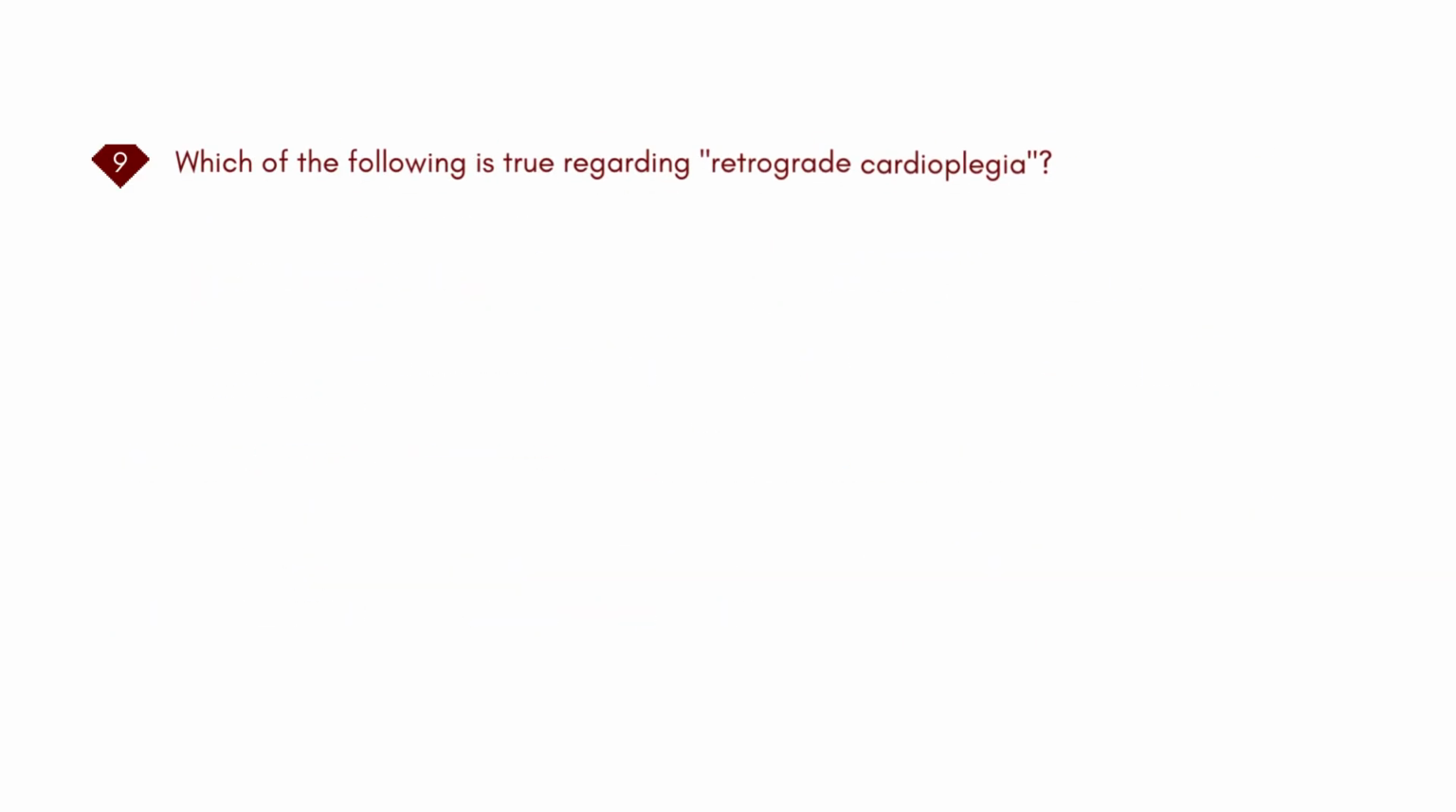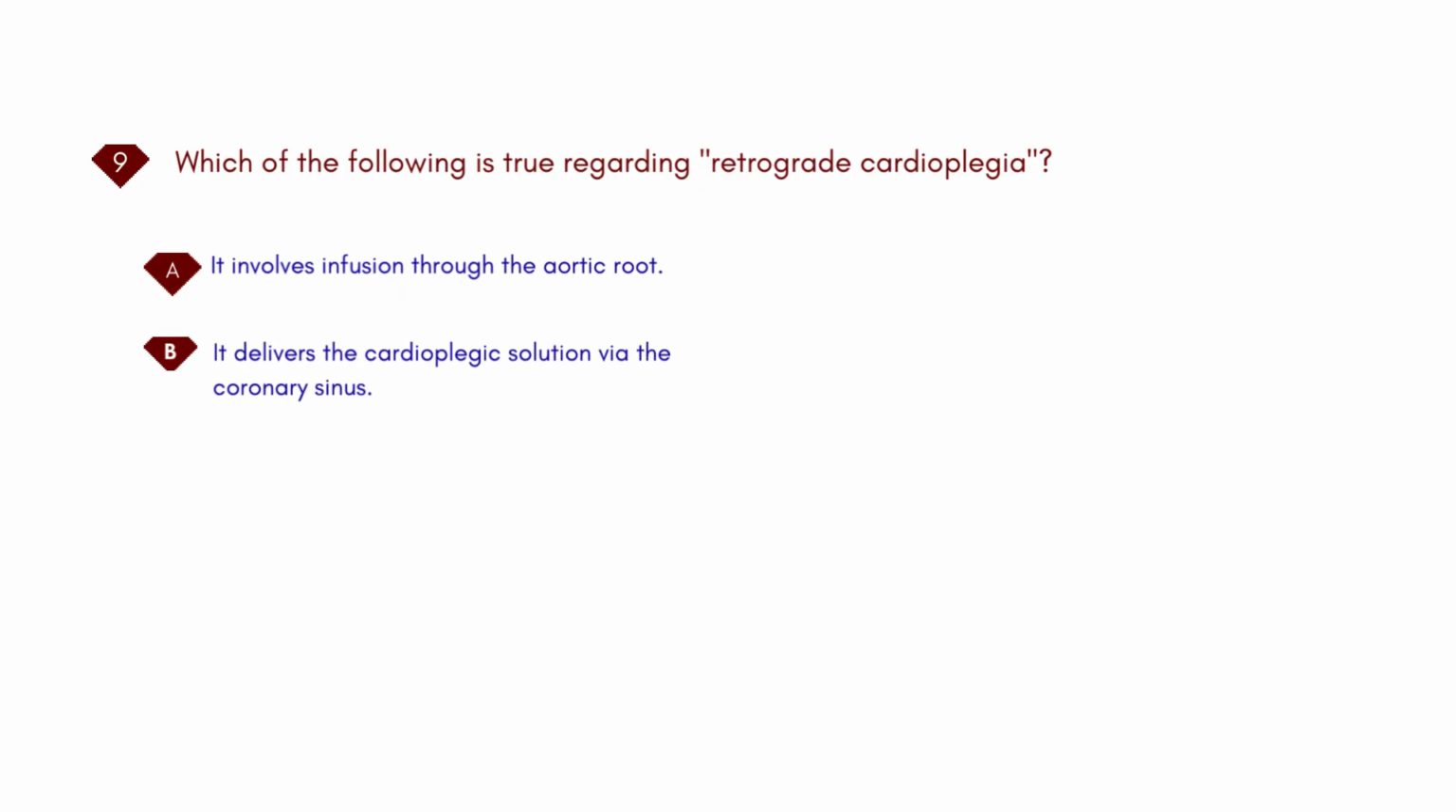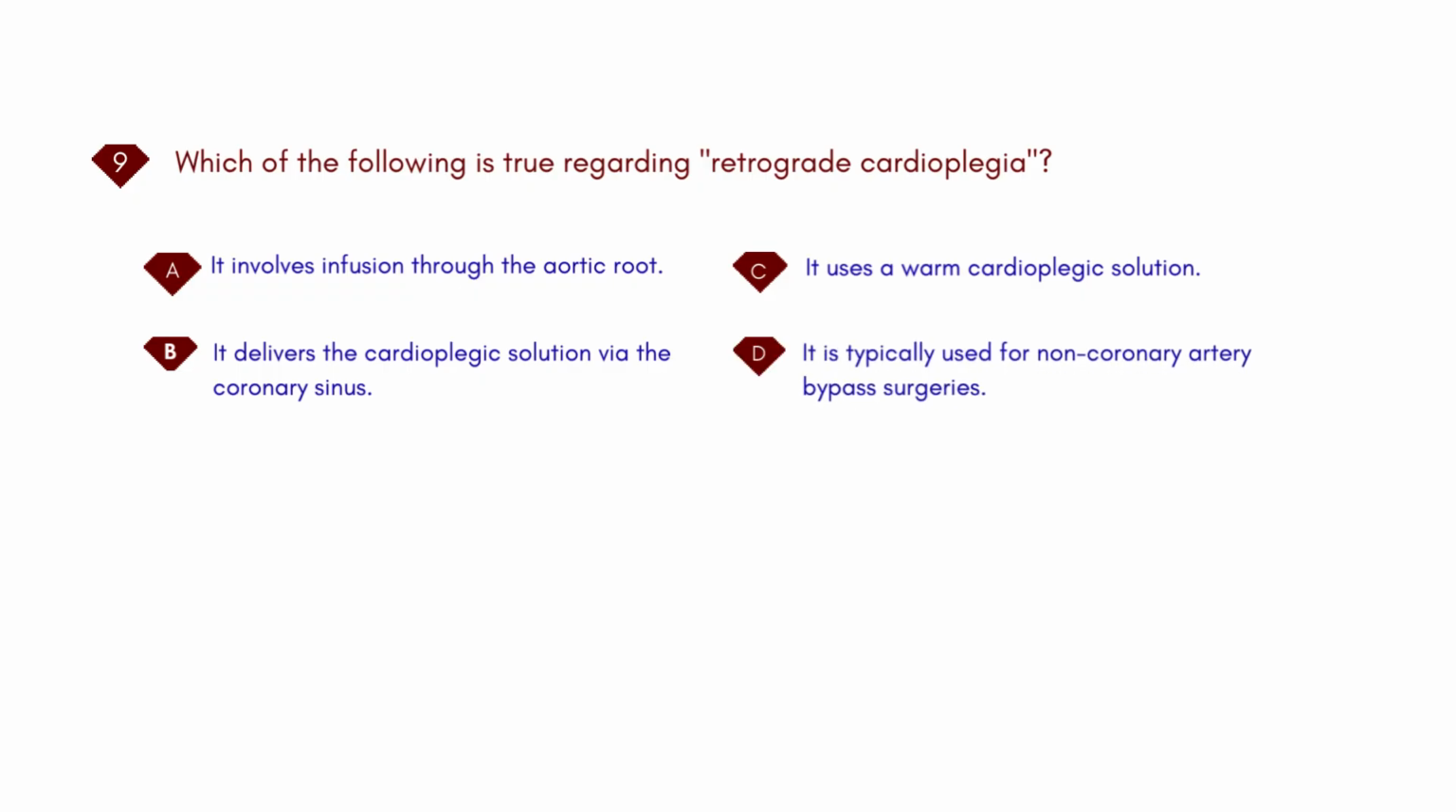Which of the following is true regarding retrograde cardioplegia? A. It involves infusion through the aortic root. B. It delivers the cardioplegic solution via the coronary sinus. C. It uses a warm cardioplegic solution. D. It is typically used for non-coronary artery bypass surgeries.